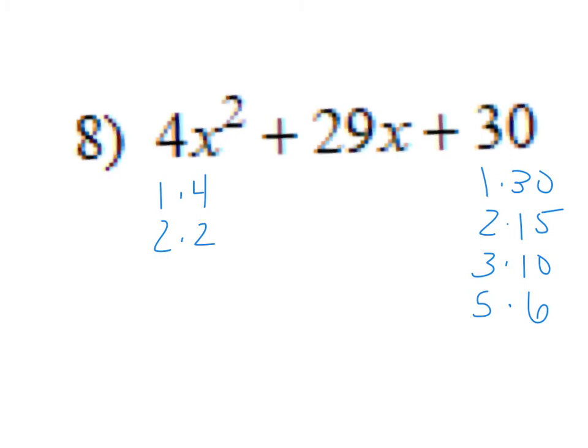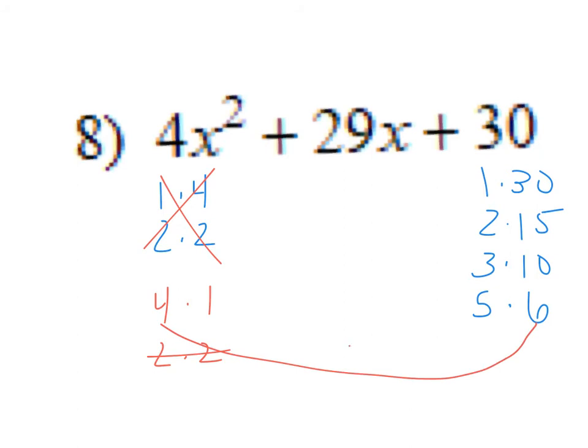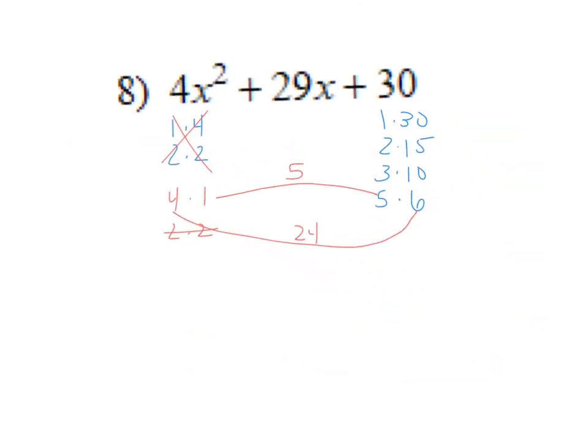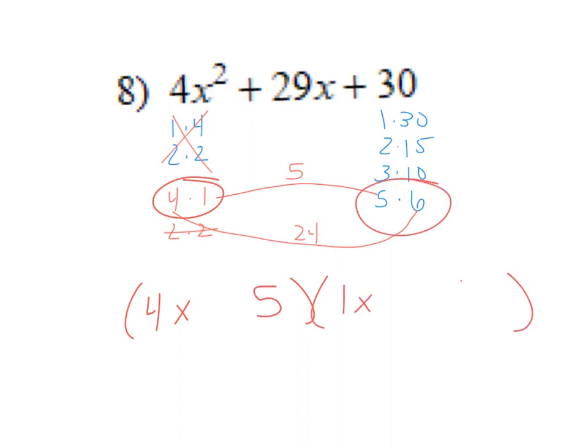Let's go ahead and flip because I did all my inside outsides. I didn't see anything that worked. So let's go ahead and do 4 times 1 and 2 times 2 again. Now it looks like I might have found something that worked. So 4 times 6 is 24. 1 times 5 is 5. So that would work. All right, so my front number here is going to be 4x and 1x. My back side is 5 and 6. It's all positives, so I have all positives there.